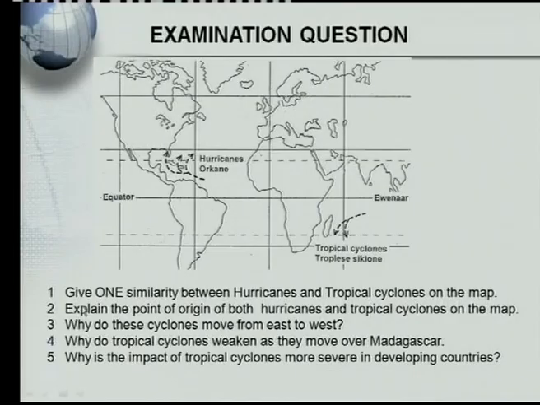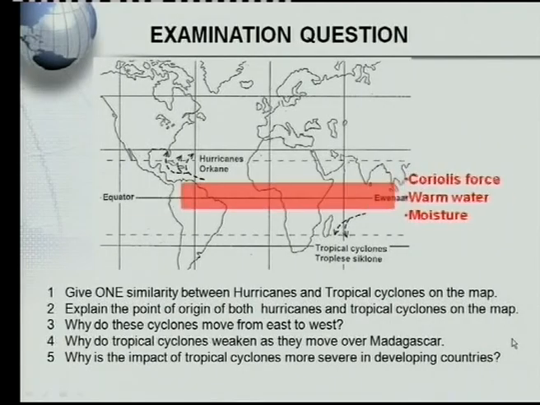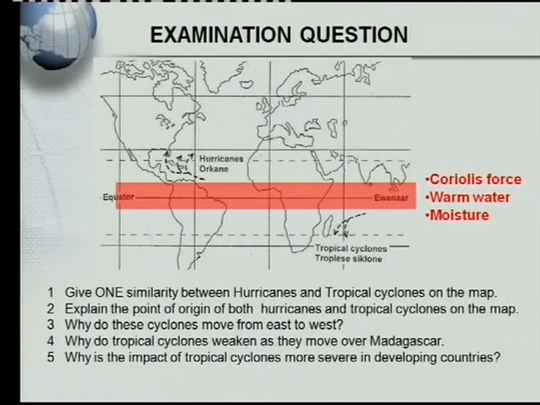Right. Question 2 here: explain the point of origin of both hurricanes and tropical cyclones on the map. So let's have a look. That is where they are formed. That is where they originated. Now the reason why they originated there, firstly, has to do with the Coriolis force, which I've just talked about. Secondly, warm water, about 25 to 27 degrees Celsius at least, and this warm water supplies the cyclone with moisture for it to build up the power. So that is the point of origin.